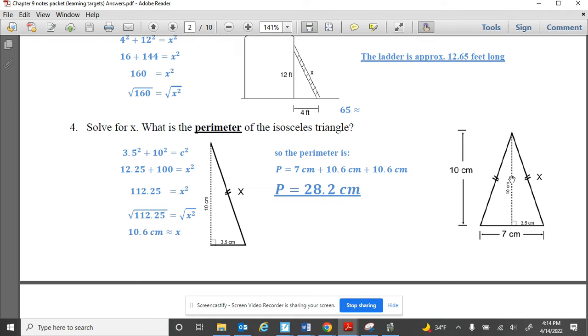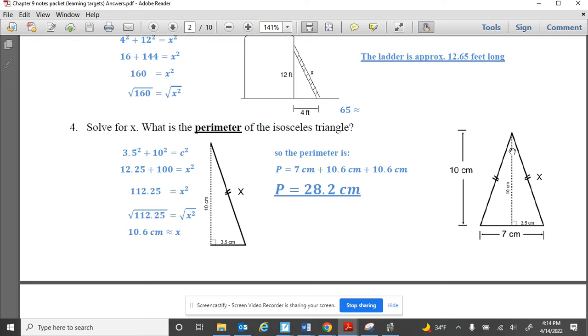Next, we're going to look at a triangle. It's an isosceles triangle, meaning we have two sides equal. So we have x and x. We have a base distance of 7 and then a height of 10. What we want to do is find the perimeter of this isosceles triangle. So we need to find the two side lengths, x and x.